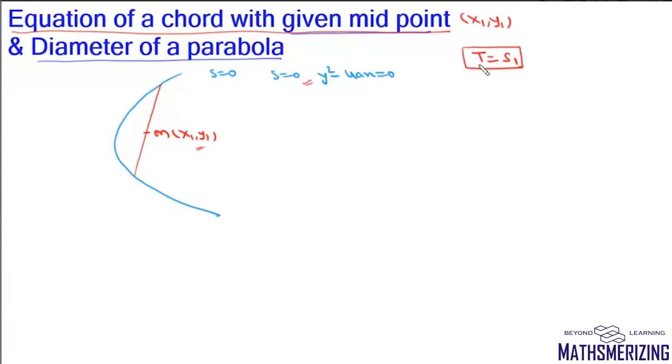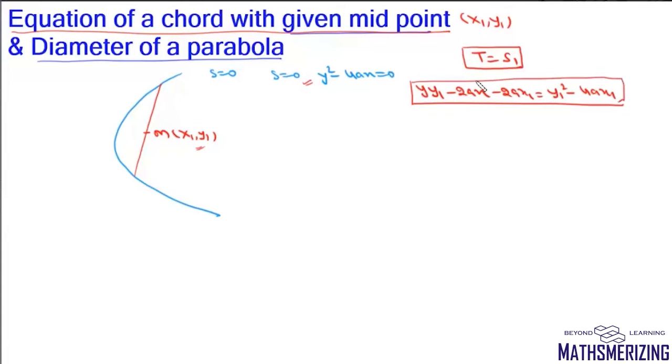So in previous videos, we have already discussed how to find T equals 0 and how to write S1. From this equation, we write T as y1 minus 2ax minus 2ax1. And what is S1? S1 is y1 square minus 4ax1. So the equation of the chord whose midpoint is (x1, y1) is given by T equals S1.